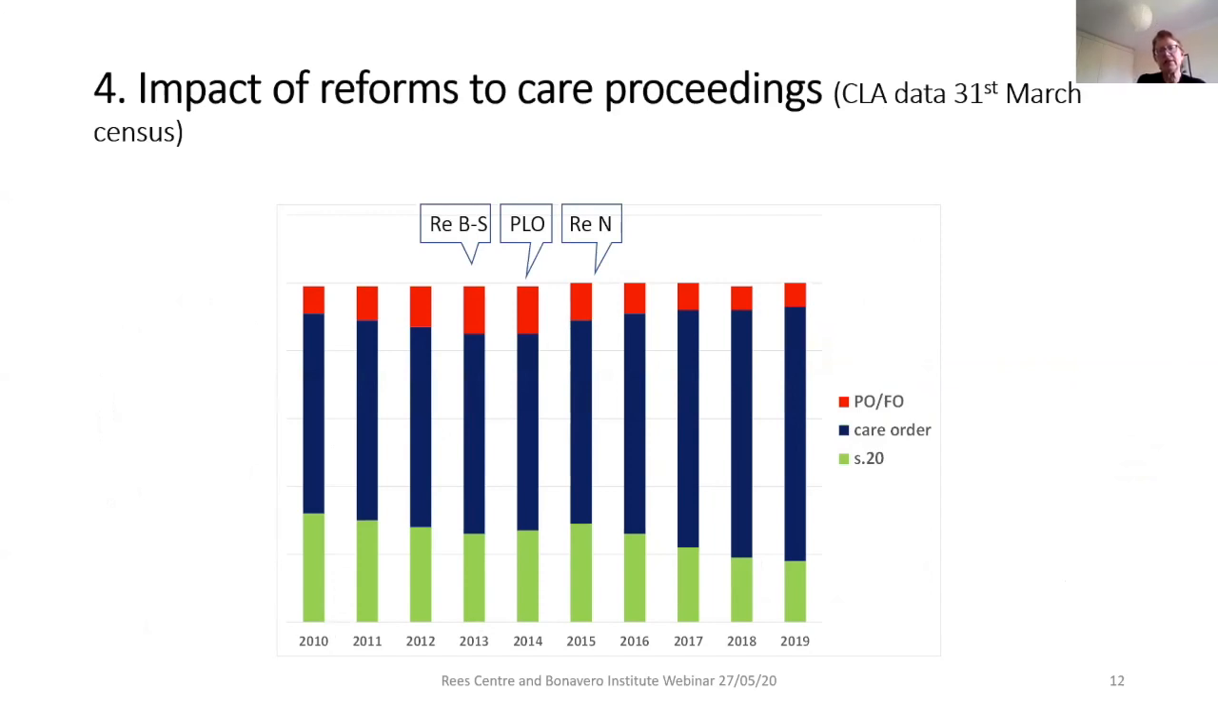We can come back to that in a while, but this is data from the census of looked after children, showing the different legal statuses. Section 20, care orders, which includes interim care orders, and placement orders or freeing orders, which are in red. We can see the patterns that come out of these law reforms. The law reforms I'm talking about, I've set them out on the next slide, so it might be better to go there.